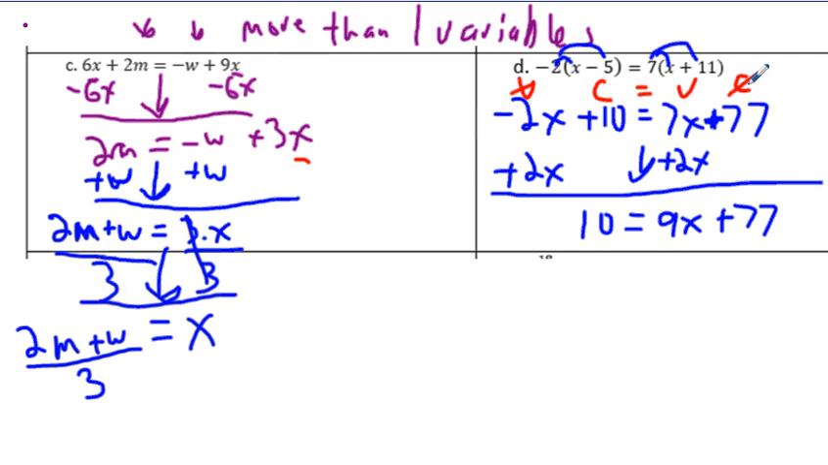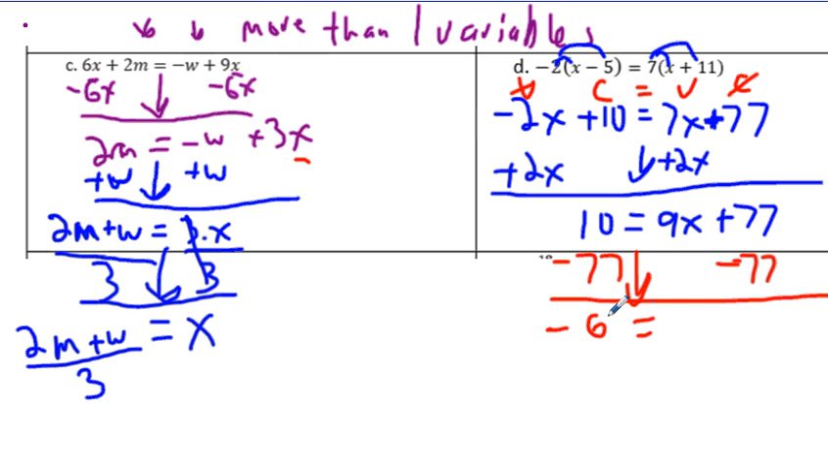Now let's eliminate our constant terms from the right-hand side. So we take away 77 to make those positive 77 0. Take away 77. So negative 67 is equal to 9x. If we add 10 plus negative 77, it gives us negative 67.